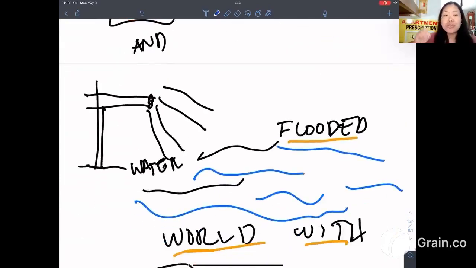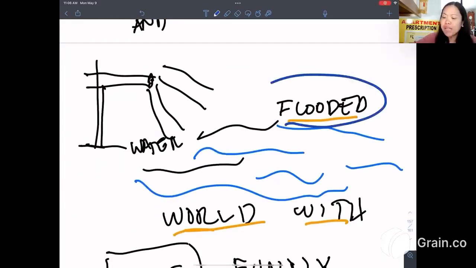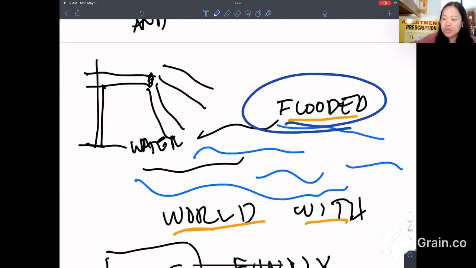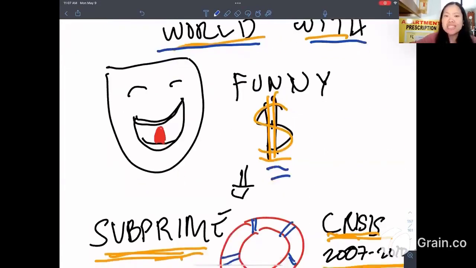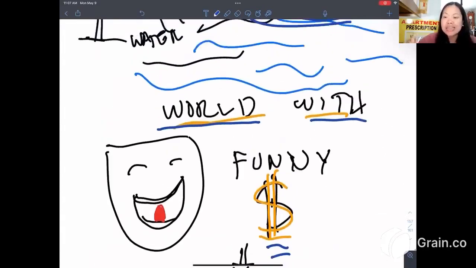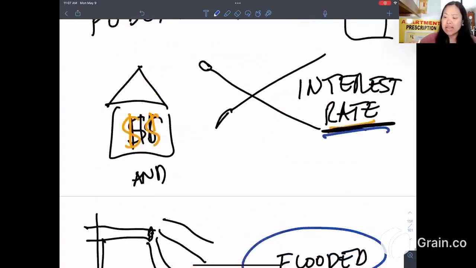And number two, during COVID, the government flooded the economy with money. There was a lot of money being printed to help people who were staying in their homes and instructed not to work. So they were flooding the world again with funny money. So if you see this, this is history repeating.